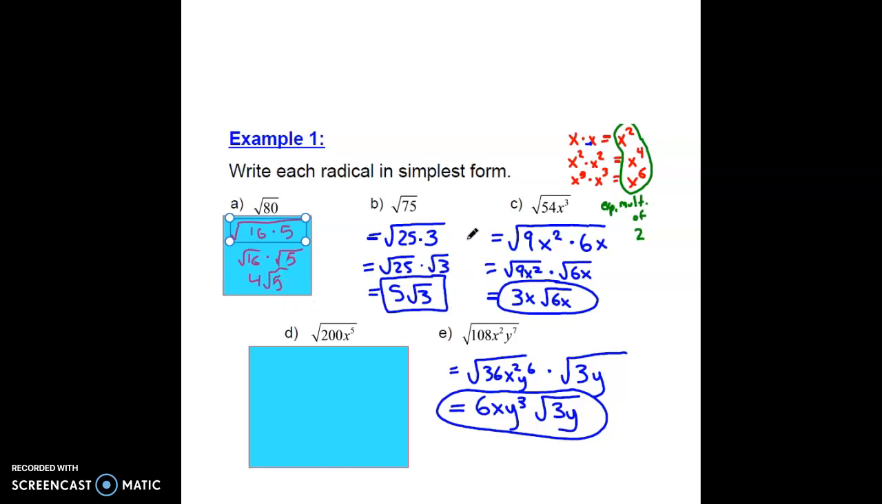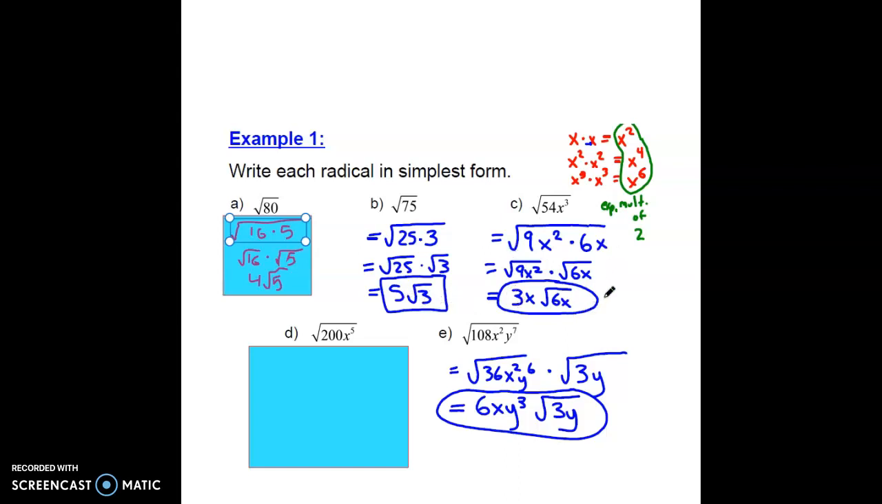Do you understand? So then over with the square root of 75, we take the biggest perfect square, which is 25 times 3. So then we separate them, and the square root of 25 is 5. So 5 with the remainder of the square root of 3.